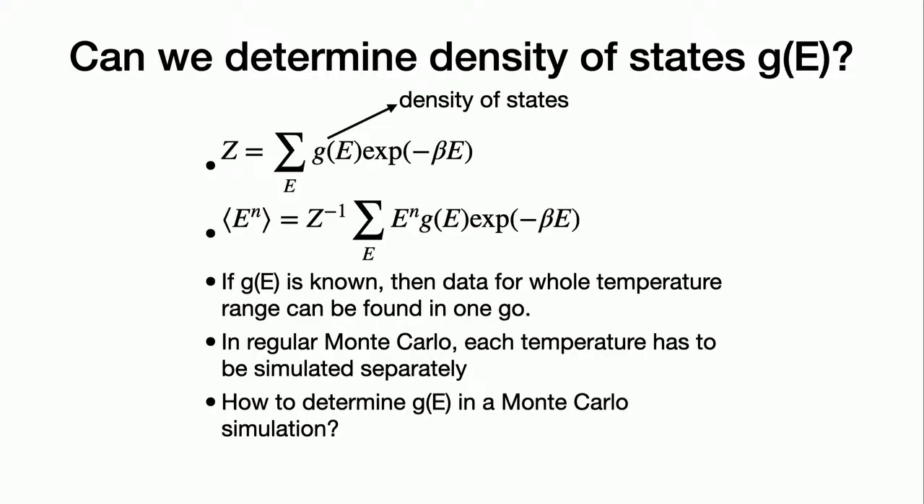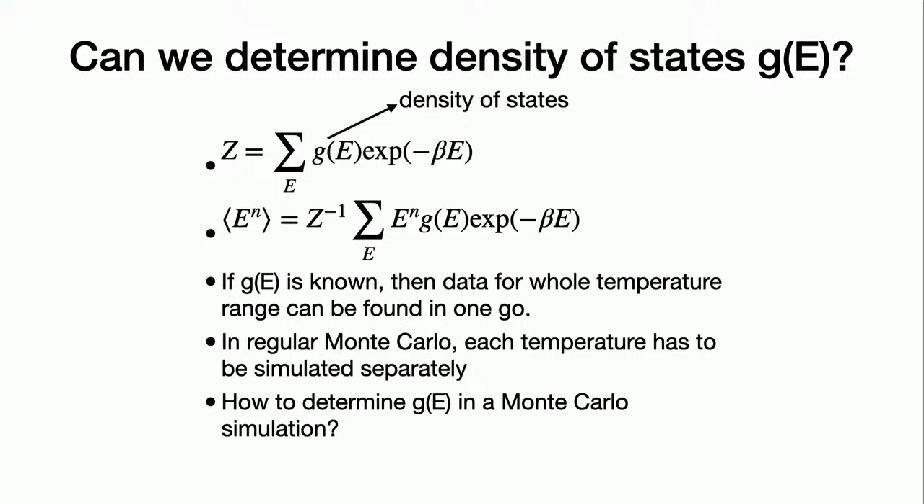Now suppose I gave you G of E. If G of E is known, then the data for the whole temperature range can be found in one go. I don't have to do simulations at various temperatures. I just have to use this formula to find the answer in one go. So if I had to do 100 temperatures earlier, I would have to do just one simulation in this one.